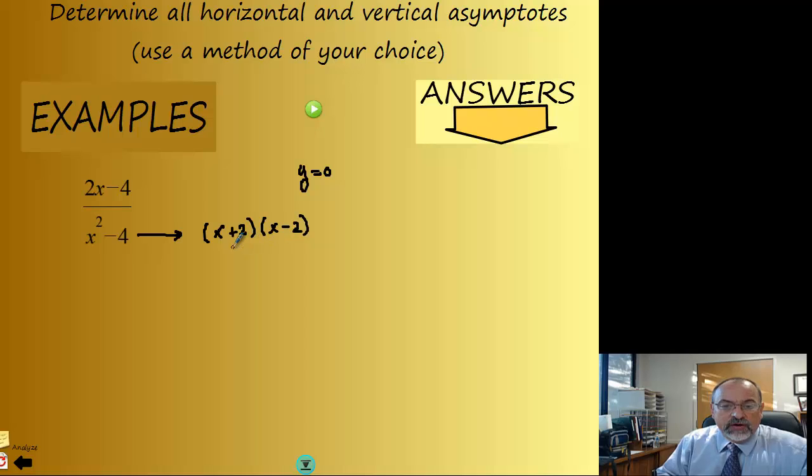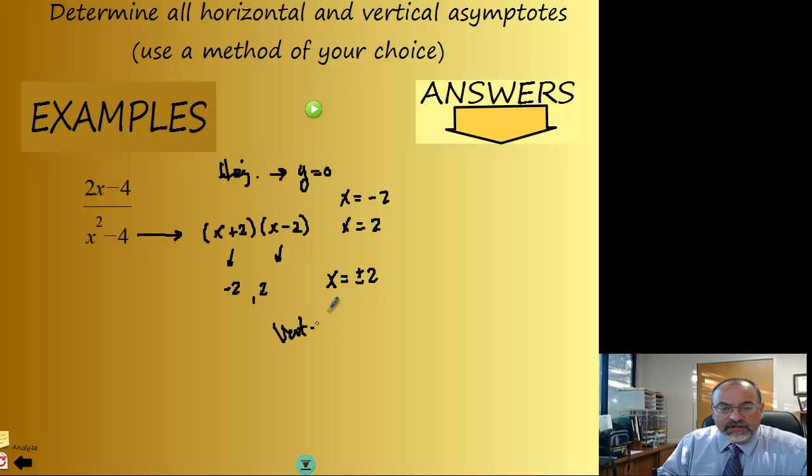So then we look and say, okay, what makes this 0? Negative 2. And what makes this 0? 2. So these are the zeros of my denominator. So my vertical asymptotes are at the vertical line x equals negative 2 and the vertical line x equals 2. Now you could write this as x equals plus or minus 2. That would be okay as well. So this is my horizontal asymptote, and these are my vertical asymptotes.